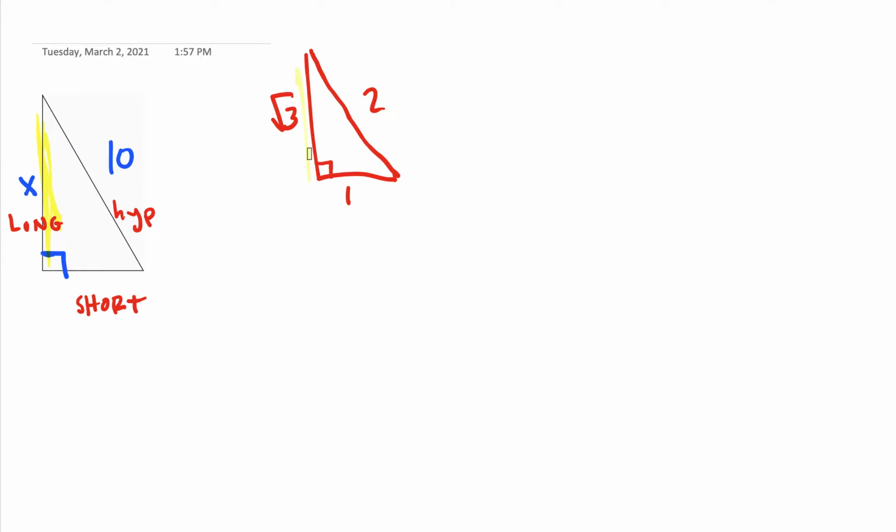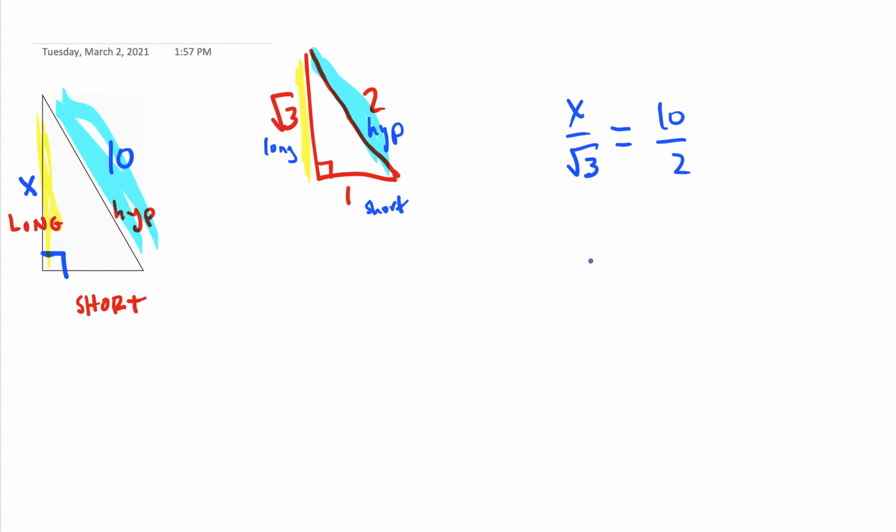So x is going to go with the long side, radical 3. Radical 3 is always the long, the shorter of the two, and the hypotenuse. And then if I were to color it, the radical 10 is the hypotenuse, goes with radical 2, the hypotenuse. So I'm going to set up a proportion. X goes with the radical 3. They're the similar proportion because they're similar triangles. 10 goes with 2. And we cross multiply.